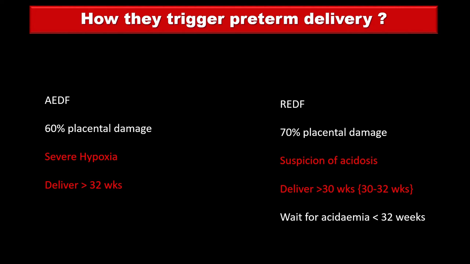So, why are we so worried about absent end diastolic flow and reverse end diastolic flow and differentiating the two? Because absent end diastolic flow corresponds to 60% placental damage, severe hypoxia, and needs to be delivered after 32 weeks. Whereas reverse end diastolic flow represents 70% damage. It gives us suspicion of acidosis and it should be delivered before 32 weeks.